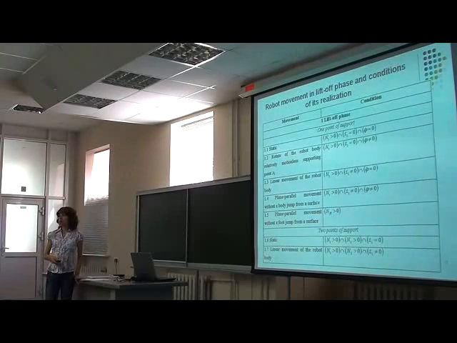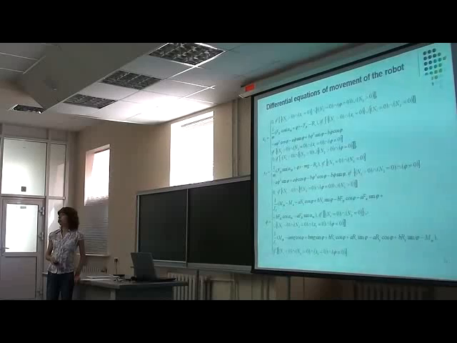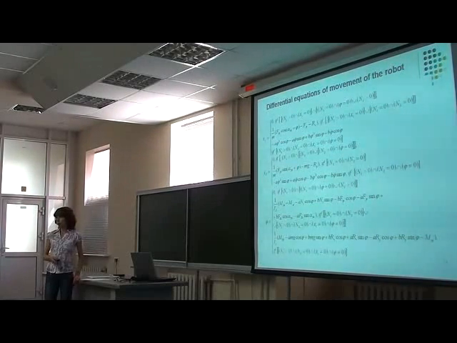All possible types of movement of this robot and conditions of their realization are considered for development of the mathematical model of the robot. We use the equations of Lagrange of the second kind to create the system of differential equations of this robot. This system we can see on the slide. And we will accept that the masses of links number 1, 2, and 3 are much less than the mass of the body of the robot.